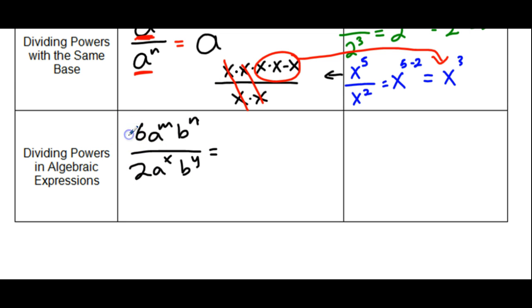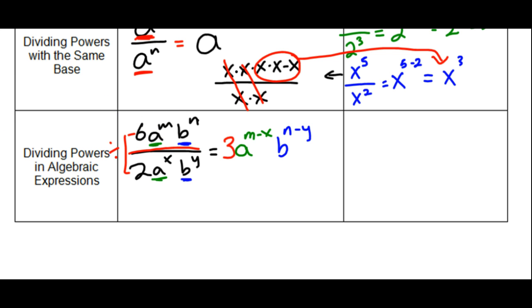So here, we have coefficients, right? In this case, when we are dividing, I want you to actually divide these numbers. So 6 divided by 2 is 3. A is the same base down here as a, so we're going to take a to the m minus x. B is the same base down here, so we're going to take b to the n minus y. And that's how we simplify things.